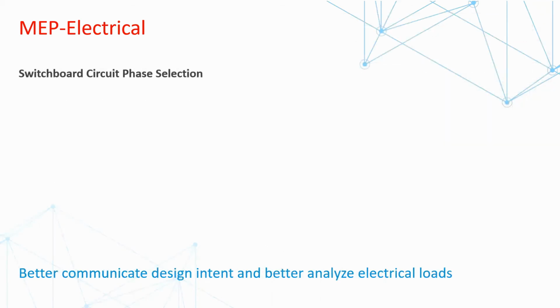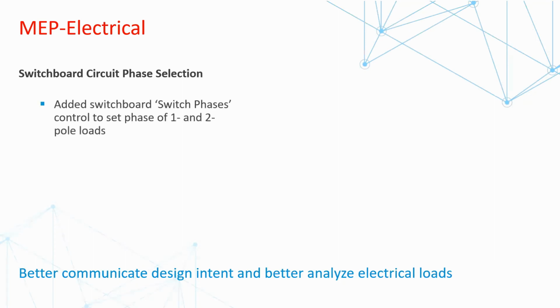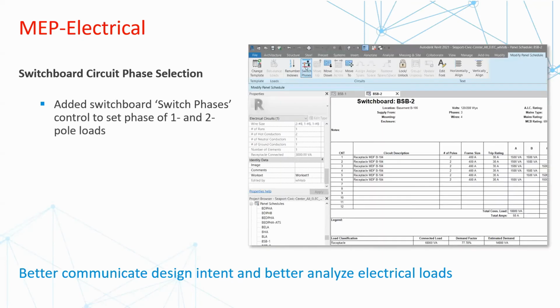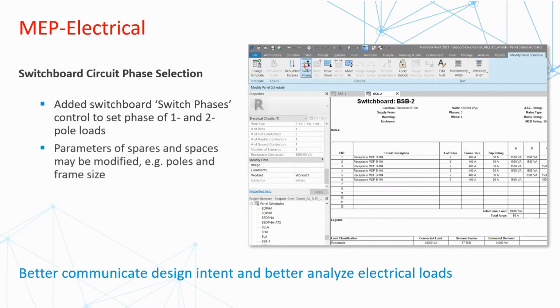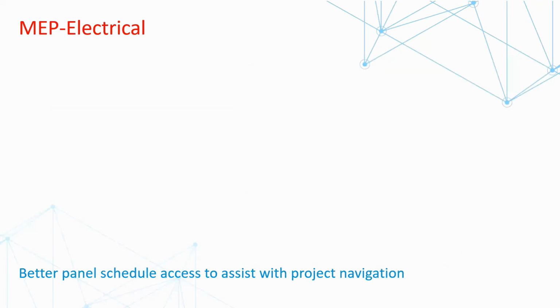If we talk about the switchboard itself, specific circuit phase and selection, we have added switchboard switch phases controls to set phase of 1 and 2 pole loads. So in your schedule itself, you will see that you have a nice little icon there called switch phases. And this allows you now to switch phases between 1 and 2. And the parameters of spaces and spares may be modified. So poles and frames can be modified within your schedules.